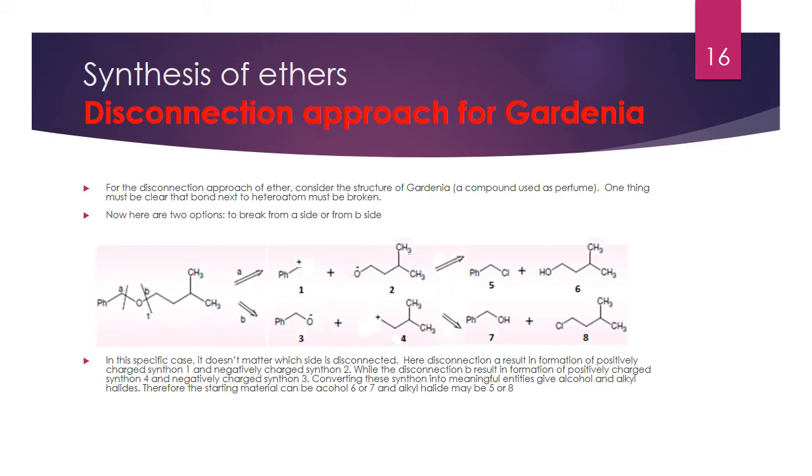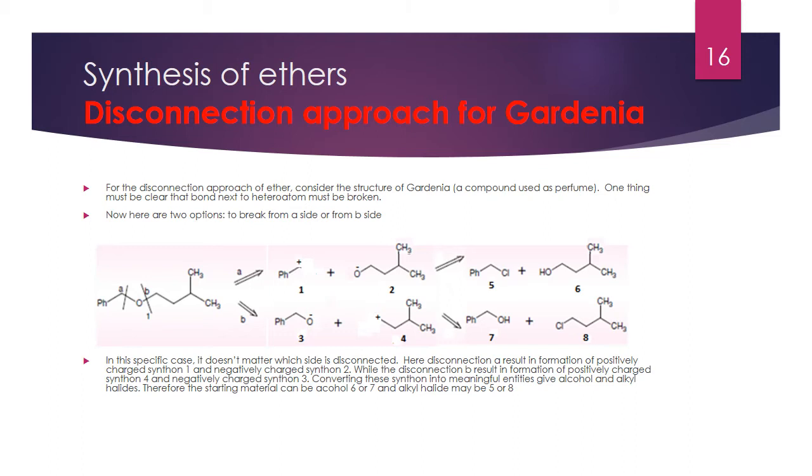In that case, the oxygen should be negatively charged and the carbon should be positively charged. So here we have A carbon with a positive charge and the B carbon with a negative charge, right? In order to convert these into useful fragments, we have to attach a halogen to the positively charged carbon. So we have benzyl chloride here as 5, and we have attached a proton to the 6 carbon, so we have an alcohol here, right?